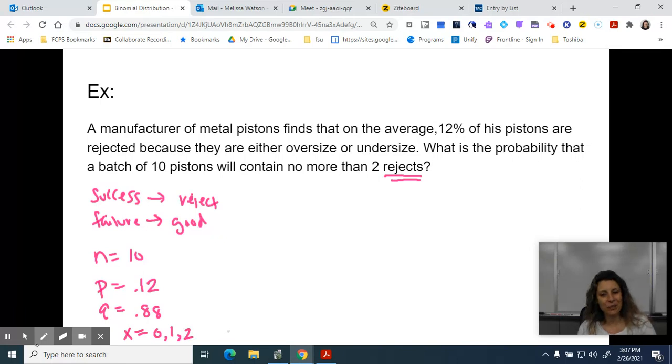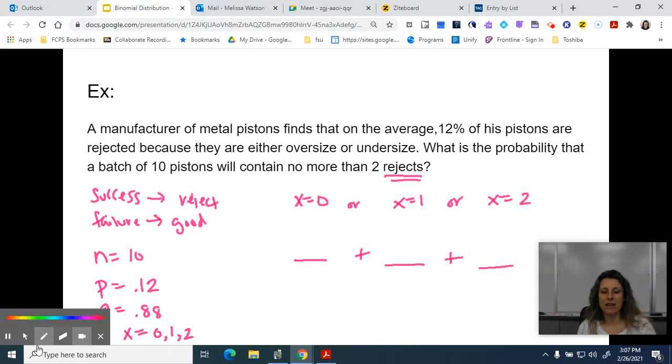So guys, this is another one where we're going to have 3 probabilities: for x equals 0, for x equals 1, and for x equals 2. And again, those would be separated by "or." We want 0 rejects, or 1 reject, or 2 rejects. So we're going to find those 3 probabilities and add them together. Again, pause the video here and we'll talk about the answer in a minute.